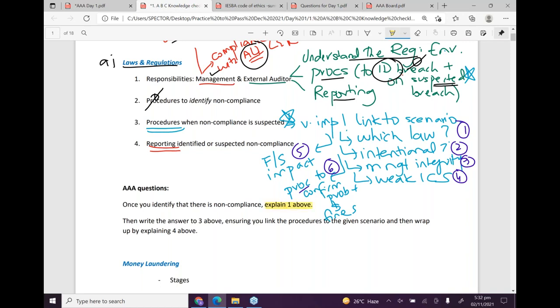First thing you have to do is explain number 1 above. So explain the responsibilities of the management and those charged with governance, and explain your own responsibilities. Then write the answer to step number 3, making sure you link it to the scenario. So the purple 1 to 6 are actually 6 to 7 different marks. And even if she did not ask, you have to wrap up everything by talking about reporting.